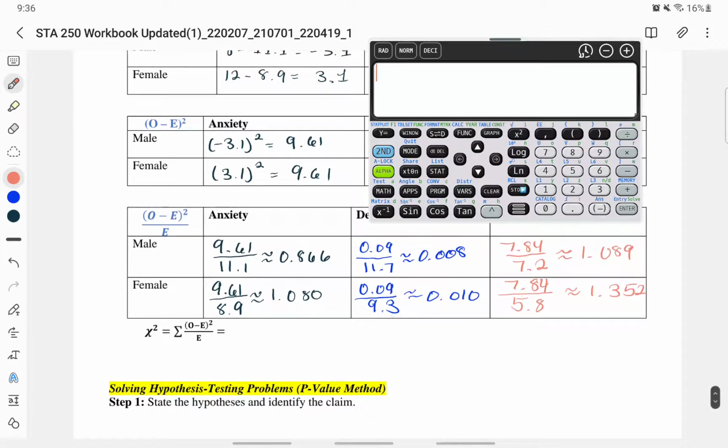Now, we have to add all those up. So let's do it in the calculator, actually. Let's add them all up. So 0.866 plus 1.080 plus 0.008 plus 0.009 plus 1.089 plus 1.352, and that is going to be 4.404. That's our test value.